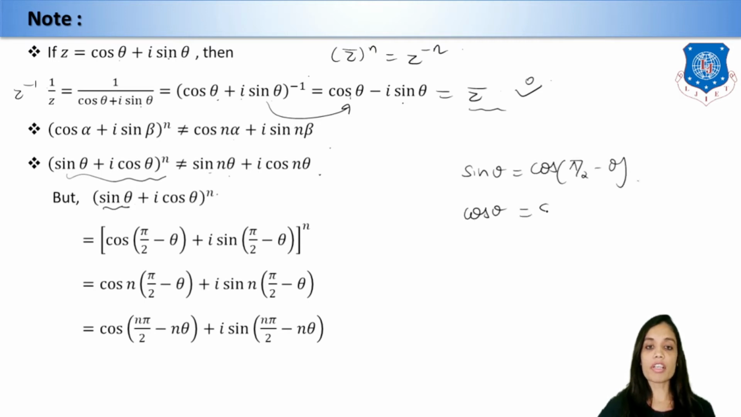And cos theta can be written as sin (90 minus theta). So we substitute this: sin theta plus i cos theta is cos (pi by 2 minus theta) plus i sin (pi by 2 minus theta), and here we have whole raised to n. Now using the theorem, we can write it as cos n (pi by 2 minus theta) plus i sin n (pi by 2 minus theta). Now take this n inside. So finally (sin theta plus i cos theta) whole raised to n is equal to cos (n pi by 2 minus n theta) plus i sin (n pi by 2 minus n theta).